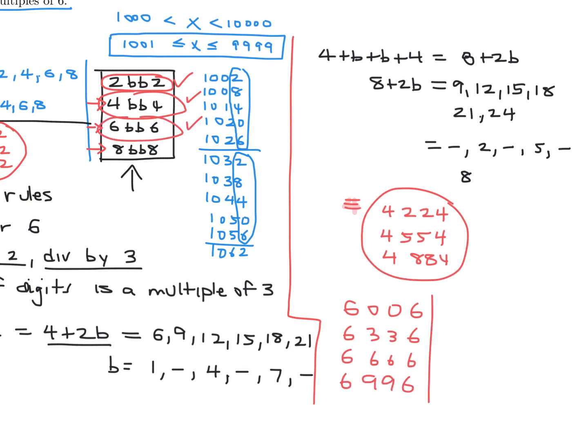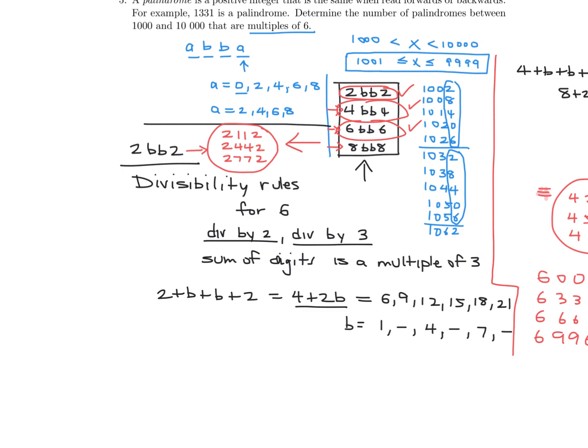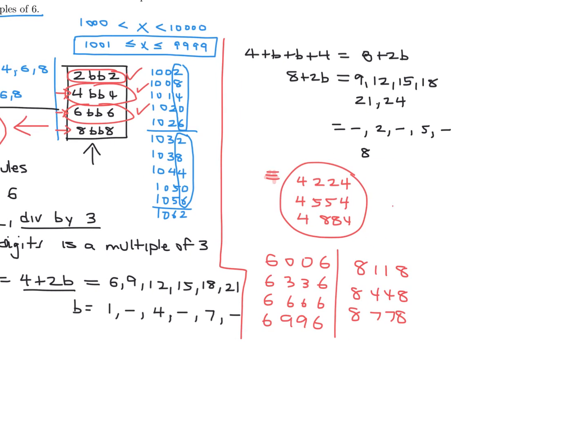And then finally the last one, which is 8s. If you do the same process, you get 8118, 8448, and 8778. So we have in total these 3, and then we have these 3, these 4, and these 3. So a grand total of 13.